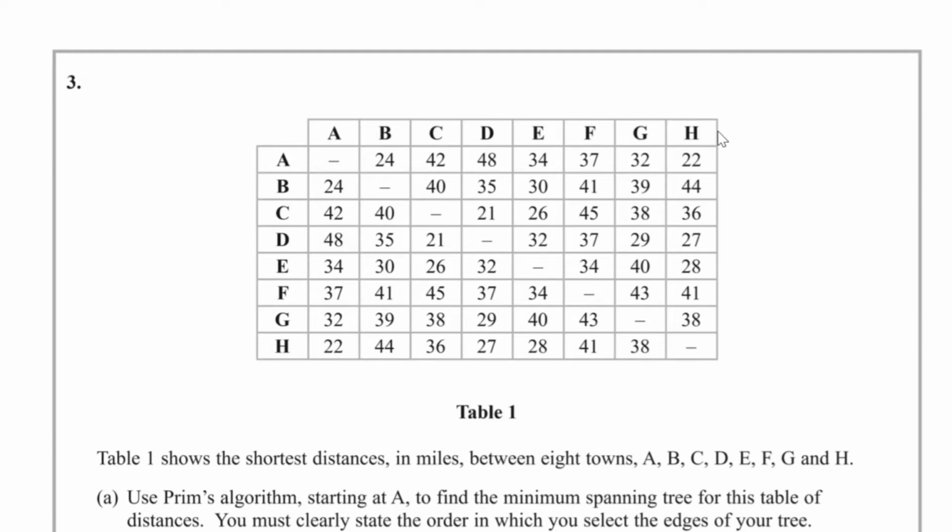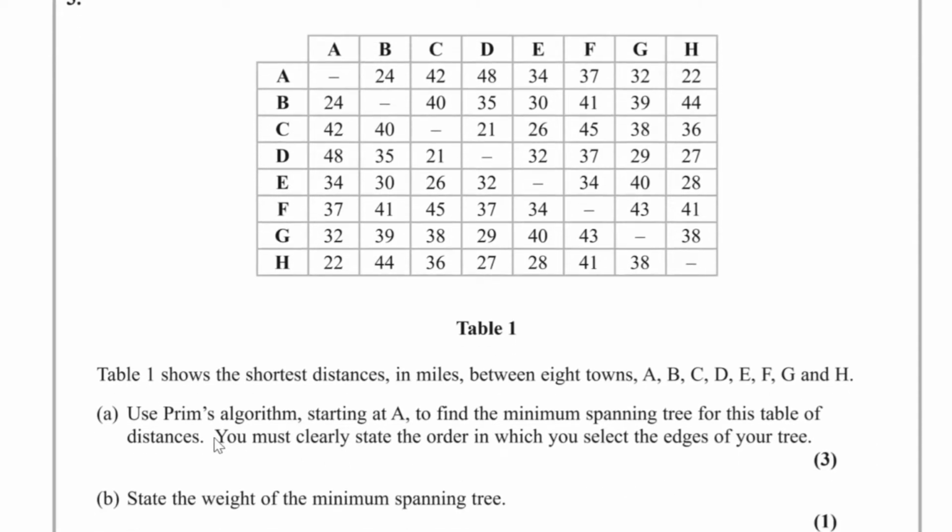Question number 3. We've got Table 1, which shows the shortest distances in miles between 8 towns A, B, C, D, E, F, G and H. For part A, we have to use Prim's algorithm, starting at A, to find the minimum spanning tree for this table of distances. You must clearly state the order in which you select the edges of your tree.